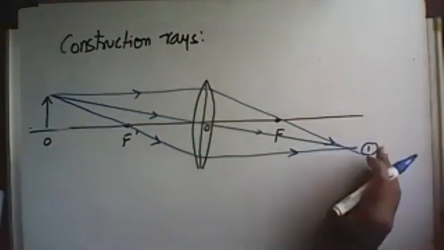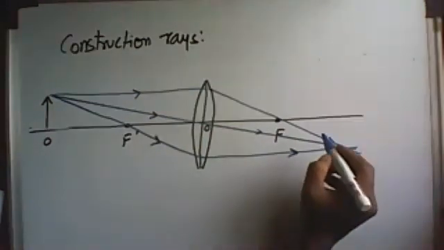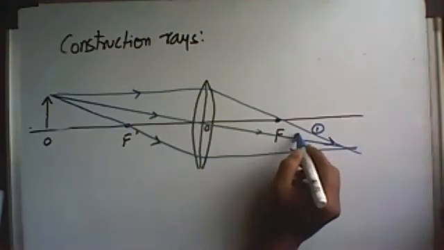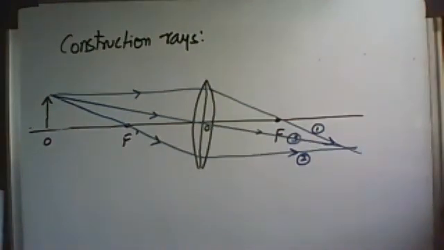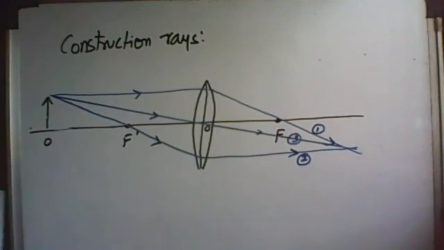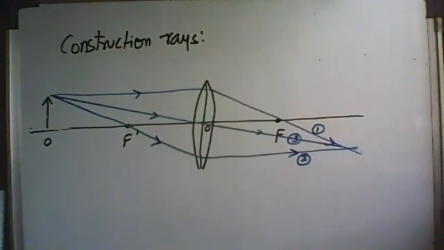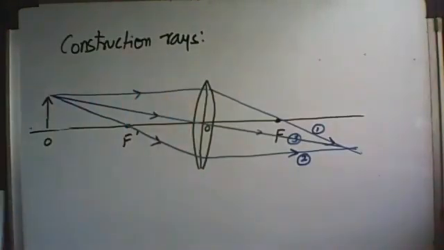Now it so happens that all the three construction rays, now it's become a bit crowded here, so this is the first one, this is the second one, and this is the third one. So these three construction rays are the ones that I am sure about. I know exactly how these three rays are going to behave. Now, by using these three rays, I will be able to form an image of an object placed anywhere along the principal axis.